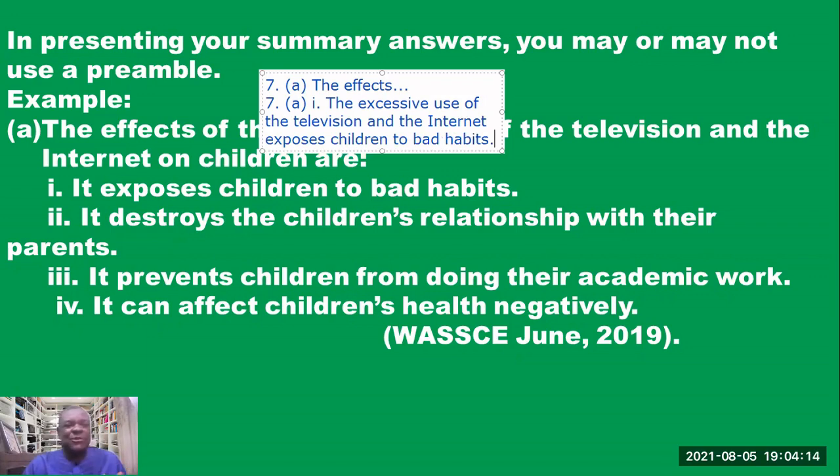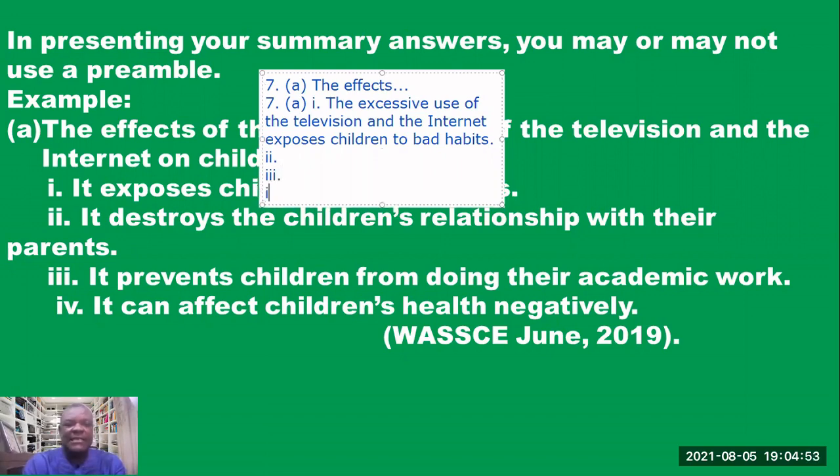You have decided not to use a preamble. So you simply write number 7, question A, and then you come with point I because you are asked to summarize in 4 sentences. So sentence I is the excessive use of the television and the internet exposes children to bad habits. After which you then come with II, and you give the second sentence. Then you proceed to III, you give the third sentence. Then you proceed to IV, you give the fourth sentence.